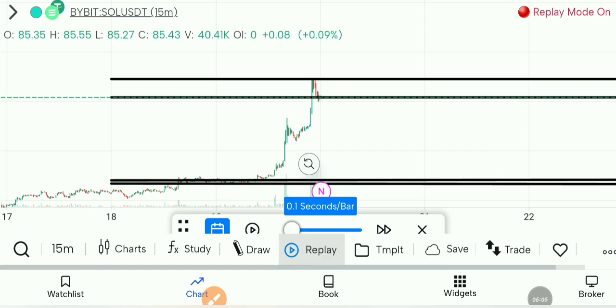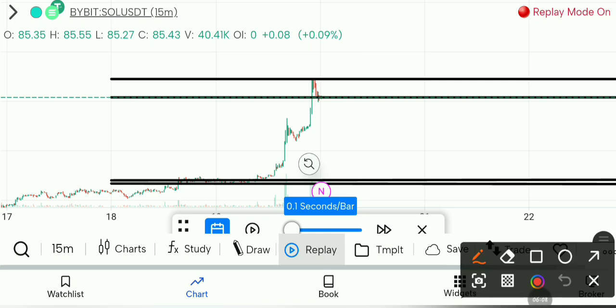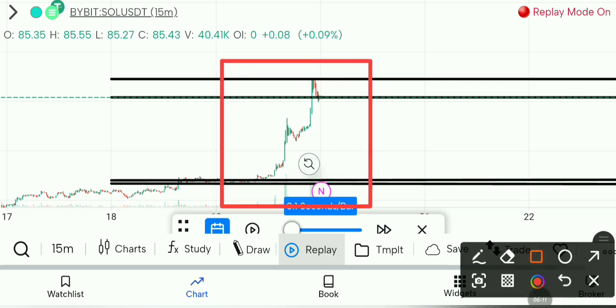All right, so as you can see, this is how the 15-minute plot looks like. Price opened on the daily time frame over here, then it went low. After going low, it went high and then closed over here. This is just the graph of what happened on the daily time frame.